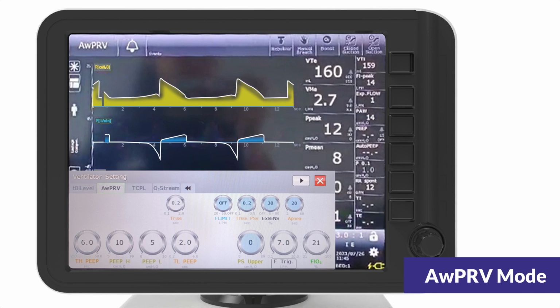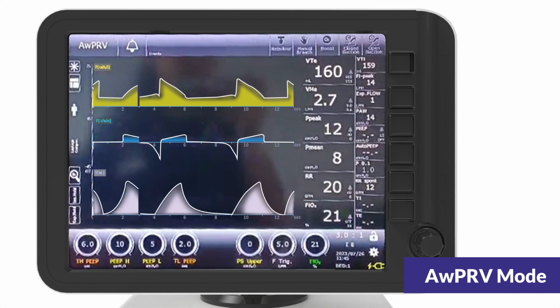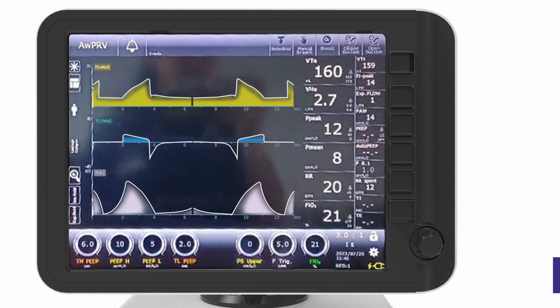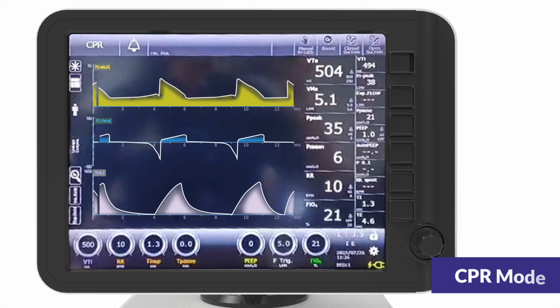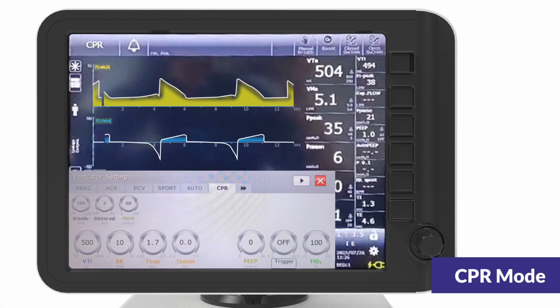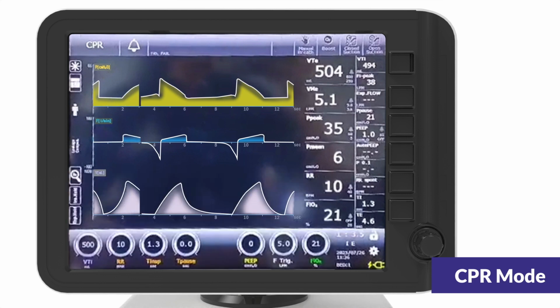Airway pressure release ventilation is a ventilation mode used in critical care settings to provide support for patients with compromised lung function. APRV is characterized by alternating between two distinct levels of airway pressure to optimize oxygenation while allowing for efficient removal of carbon dioxide. CPR mode is a specialized setting in mechanical ventilators designed to assist healthcare providers during life-saving resuscitation efforts for patients experiencing cardiac arrest or severe respiratory failure. Within the CPR mode, the PEEP setting is automatically reduced to 0, while the fraction of inspired oxygen is concurrently elevated to 100%.